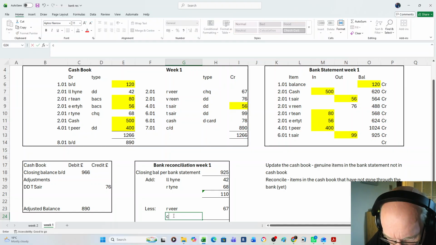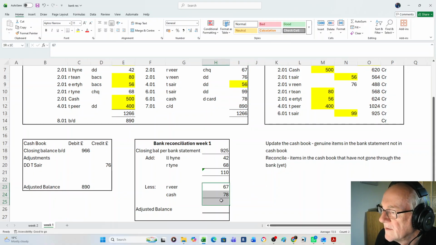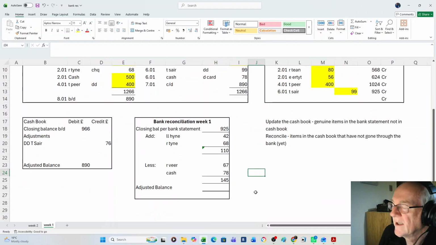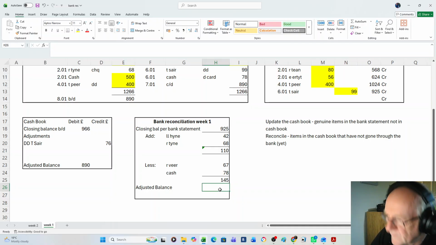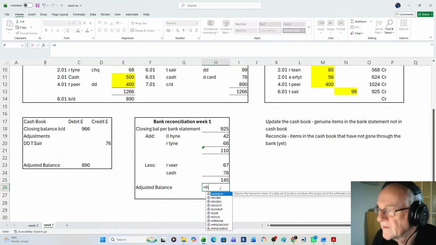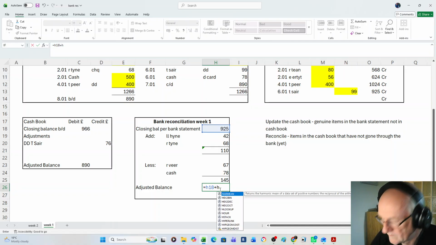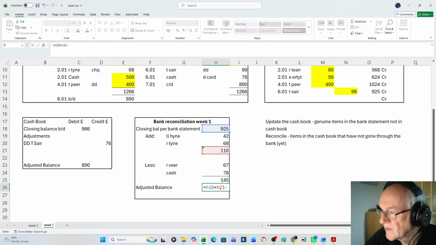And the cash, which must have been last thing at night for it not to show. Depends, I suppose, if it was like a service station or something, cash machine rather than a bank one. So let's make sure it adds up right. We're going to take the opening balance, we're going to add what it says to add, and then we're going to subtract.